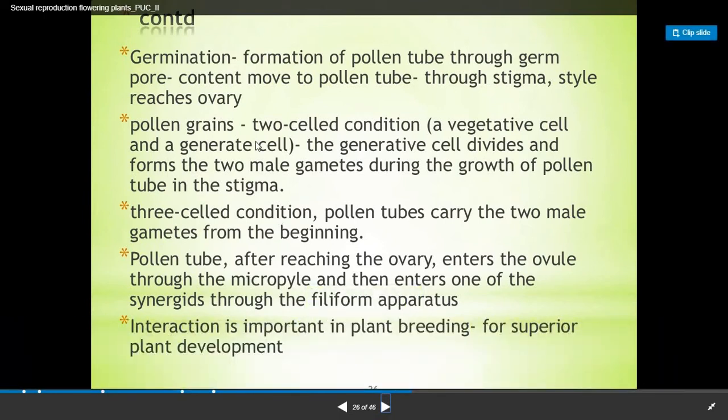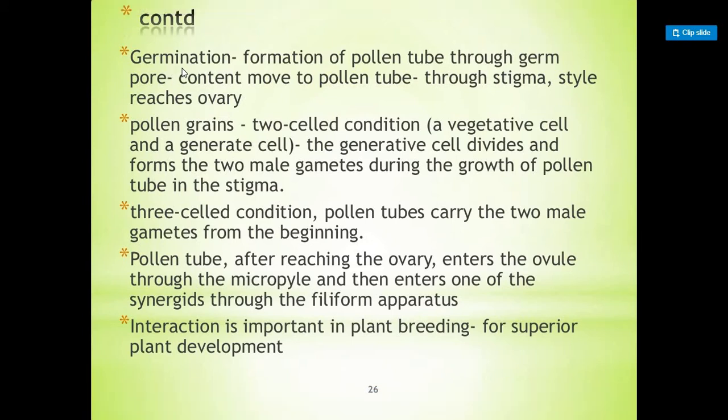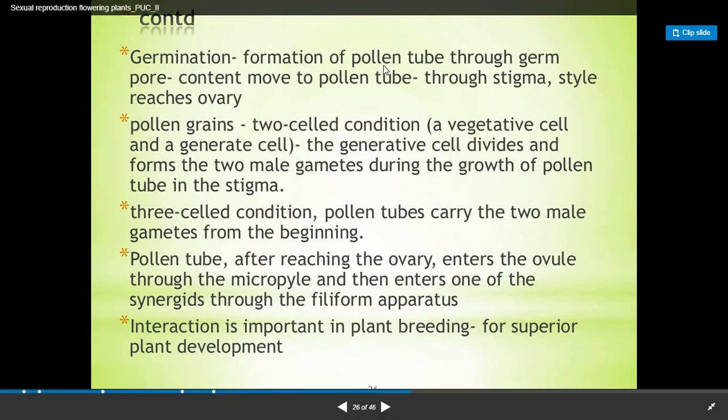Now comes germination and formation of the pollen tube. Germination of the pollen grain occurs once the pollen gets deposited on the stigma surface. It germinates and leads to the formation of the pollen tube through the germ pore. The contents of the pollen move into the pollen tube through the stigma and style and reach the ovary.